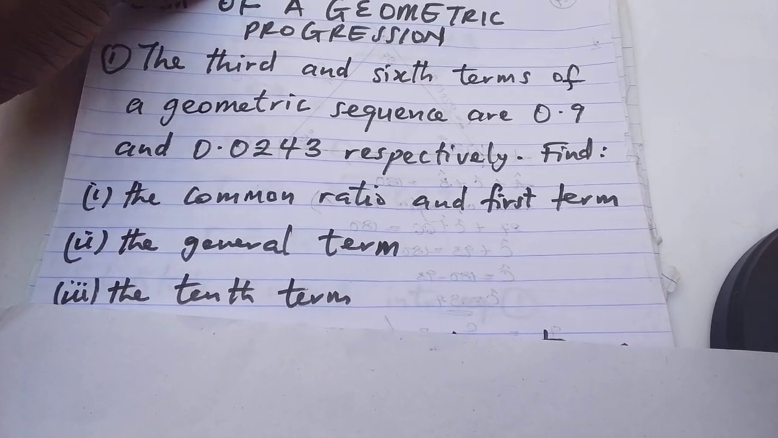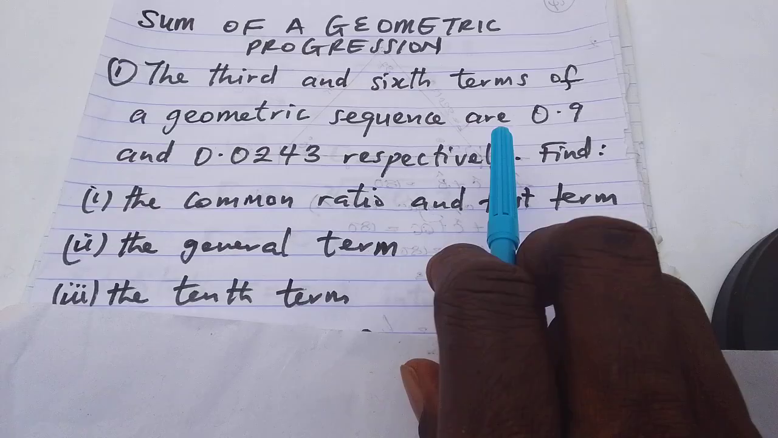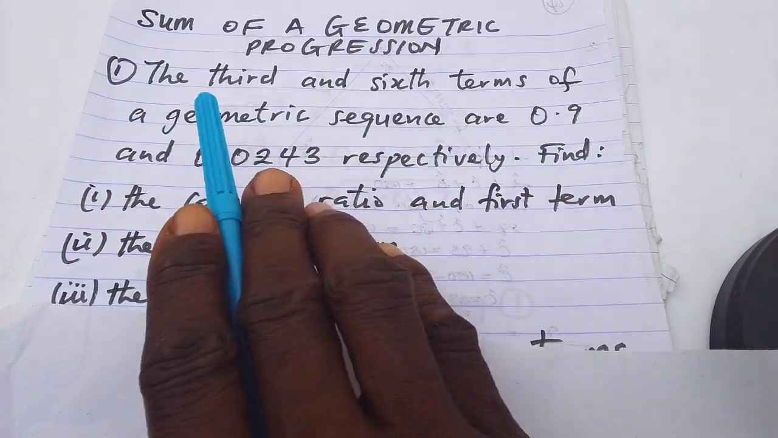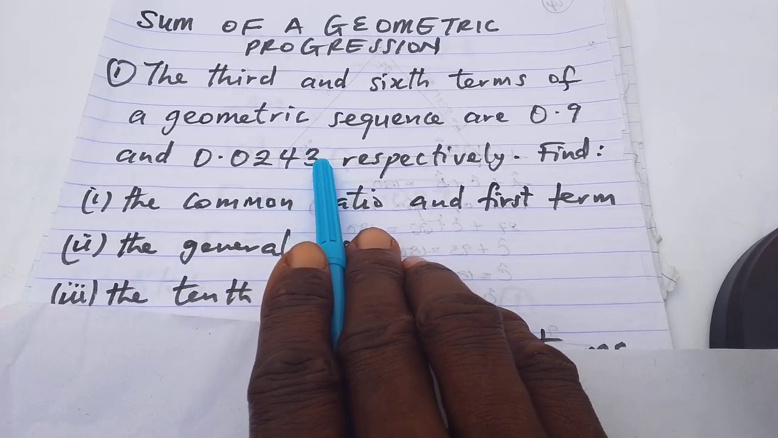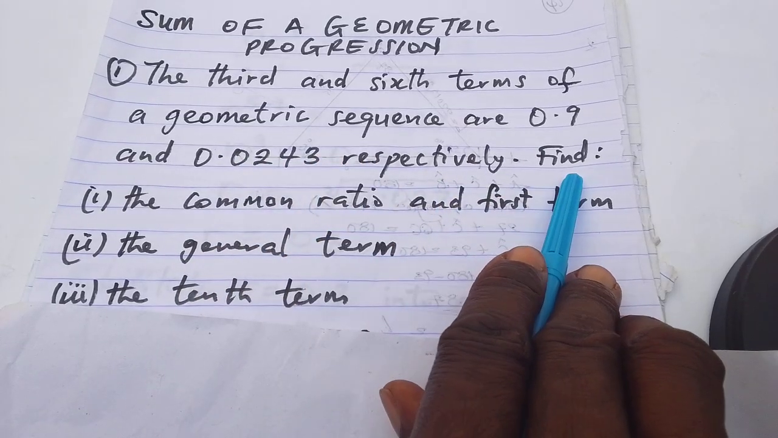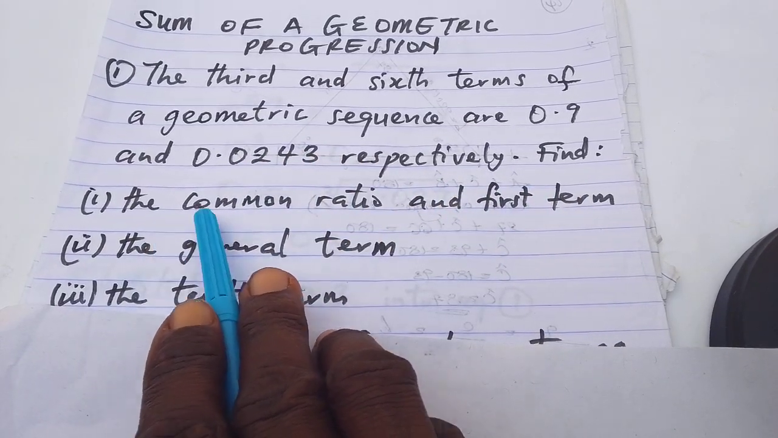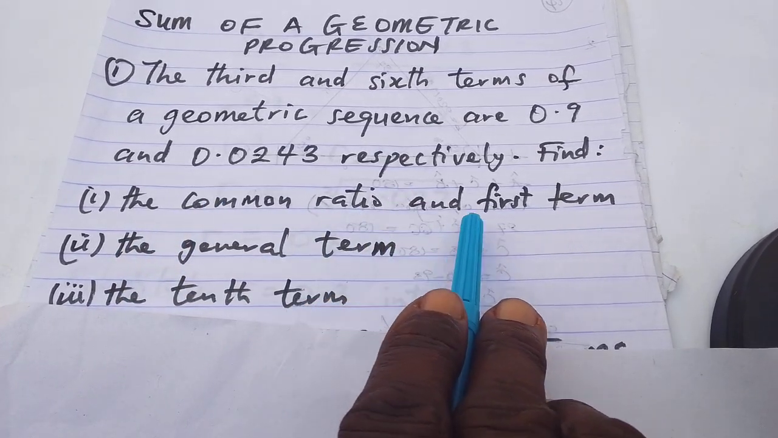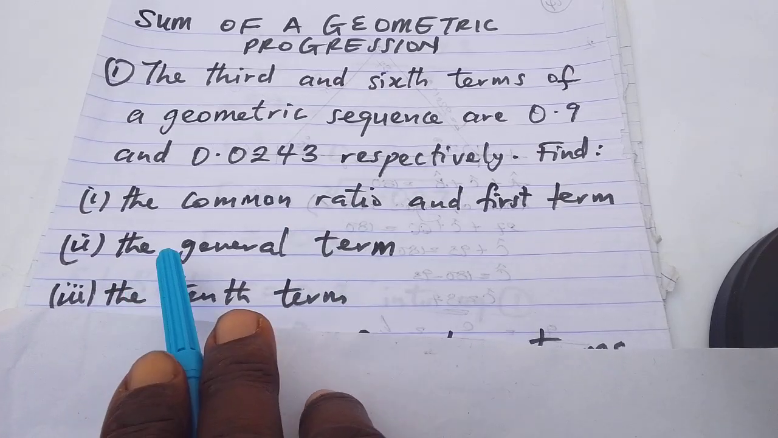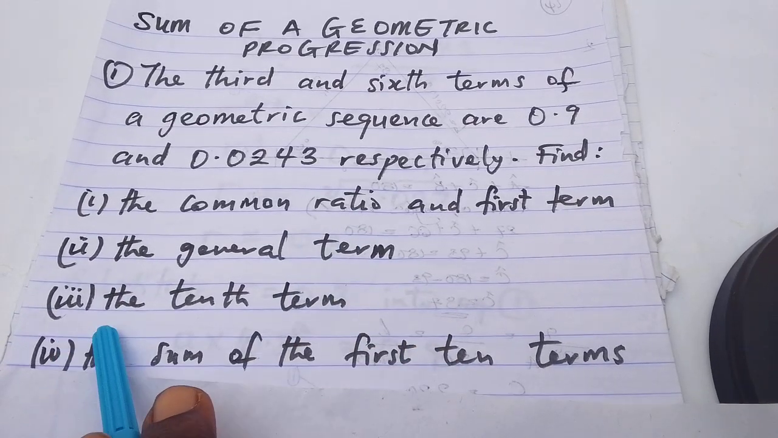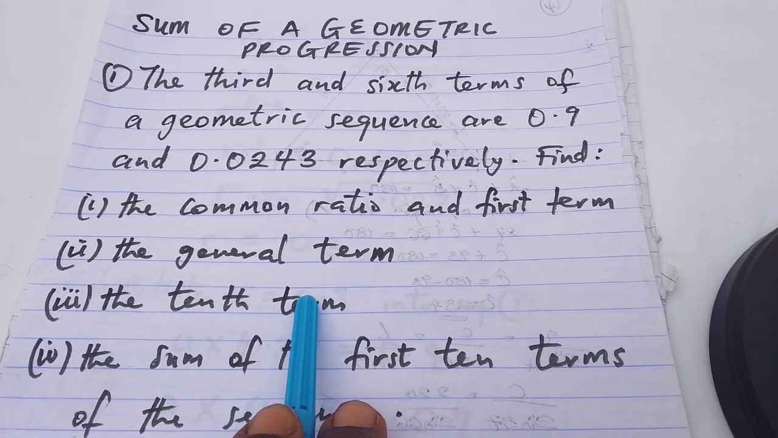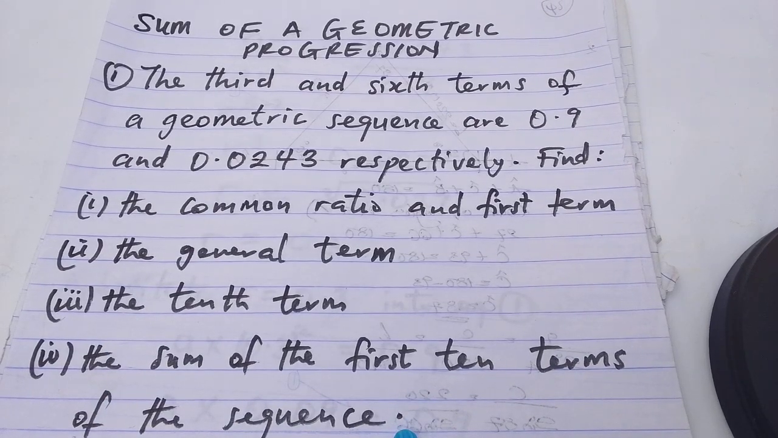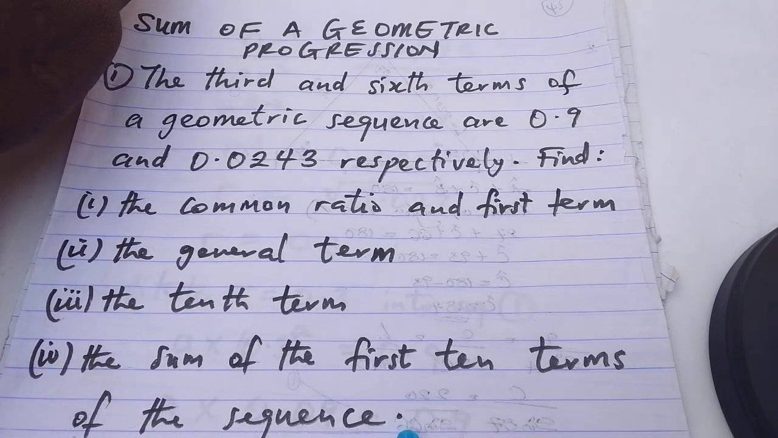We are given that the third and sixth terms of a geometric sequence are 0.9 and 0.0243 respectively. Find one, the common ratio and the first term. Two, the general term. Then three, the 10th term. Four, the sum of the first 10 terms of the sequence.